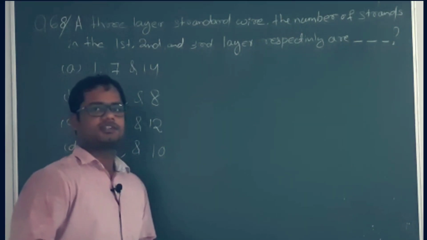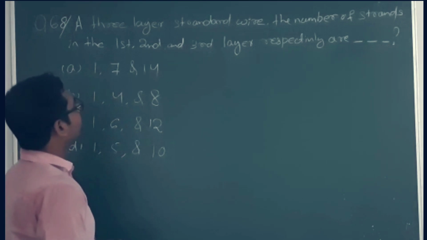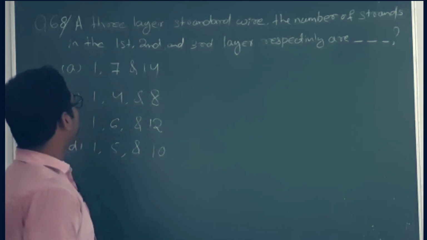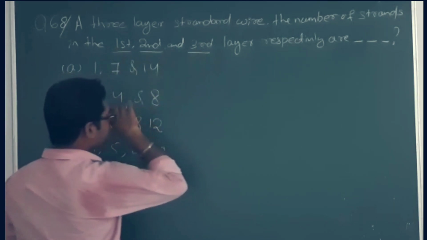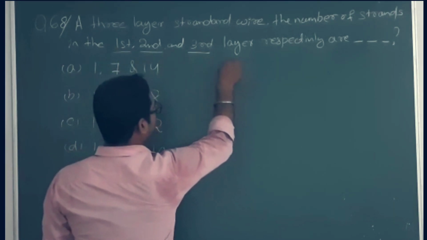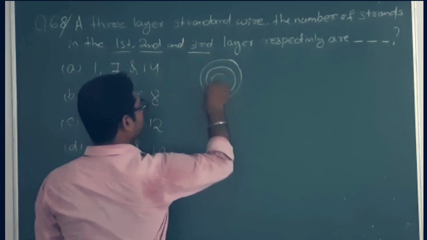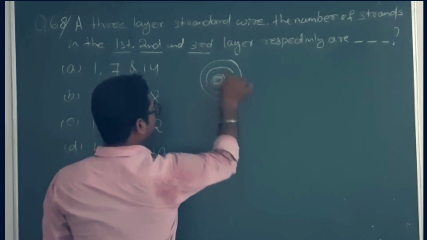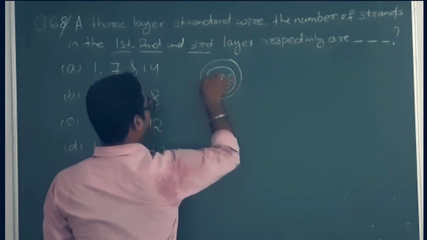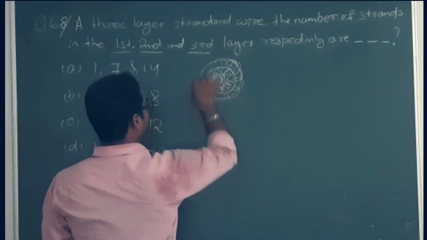So coming to question number 68, the question is about a 3-layer stranded wire. The number of strands in the first layer, second layer and third layer. So the stranded conductor will be like that: layer 1, layer 2 and layer 3. Here some strands are there, here also some strands will be there, and in the last layer also some strands.